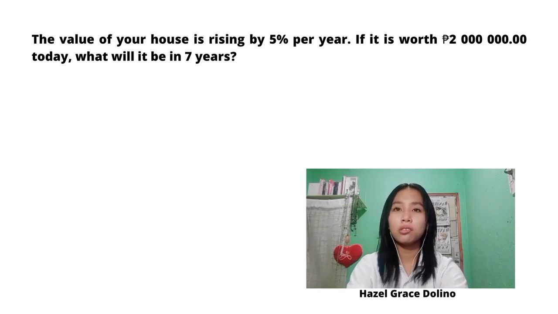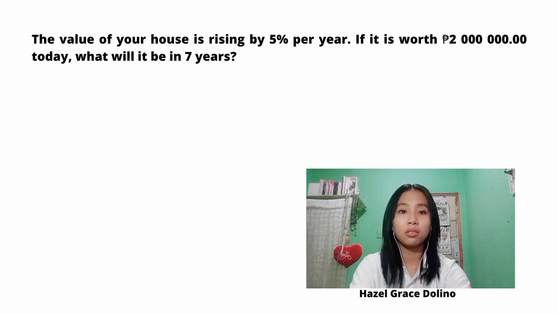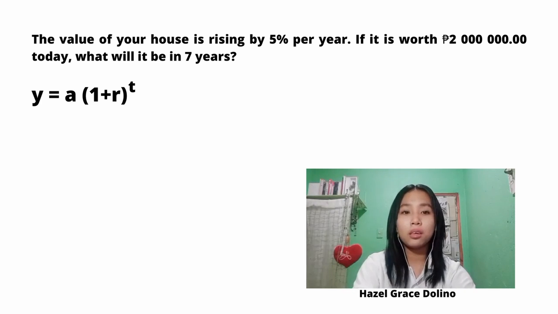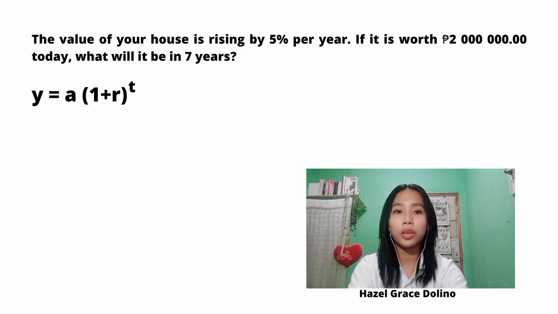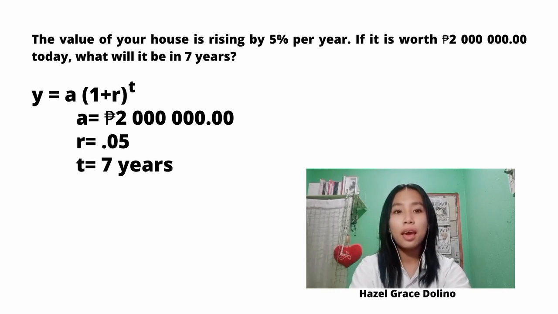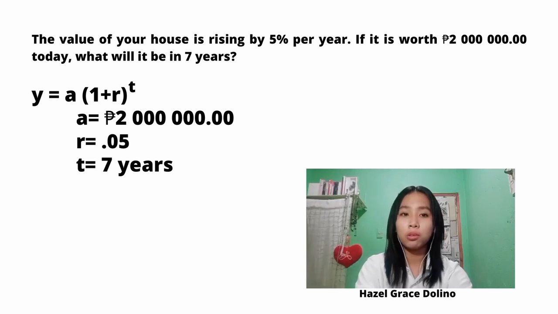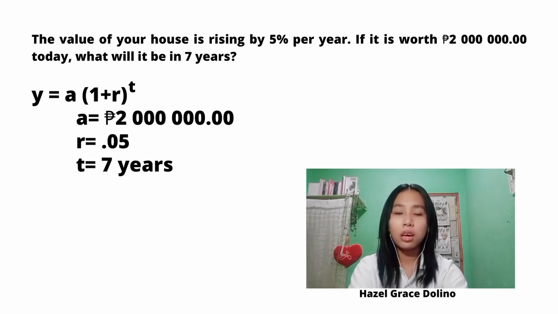The value of your house is rising by 5% per year. If it is worth 2 million pesos today, what will it be in 7 years? So our exponential growth formula is y = a(1 + r)^t, wherein our a or initial value is equal to 2 million pesos, and our r or rate in decimal form is 0.05, and our t or time in years is 7.